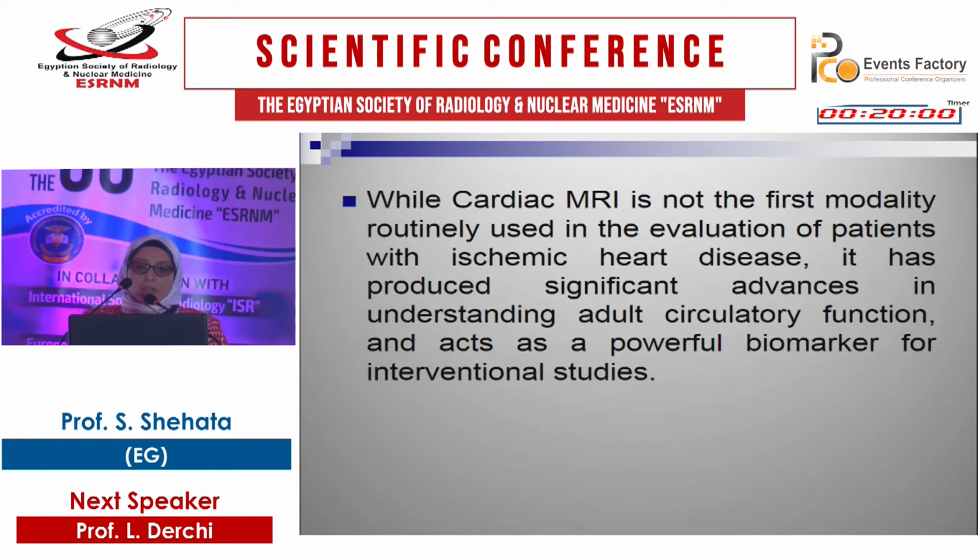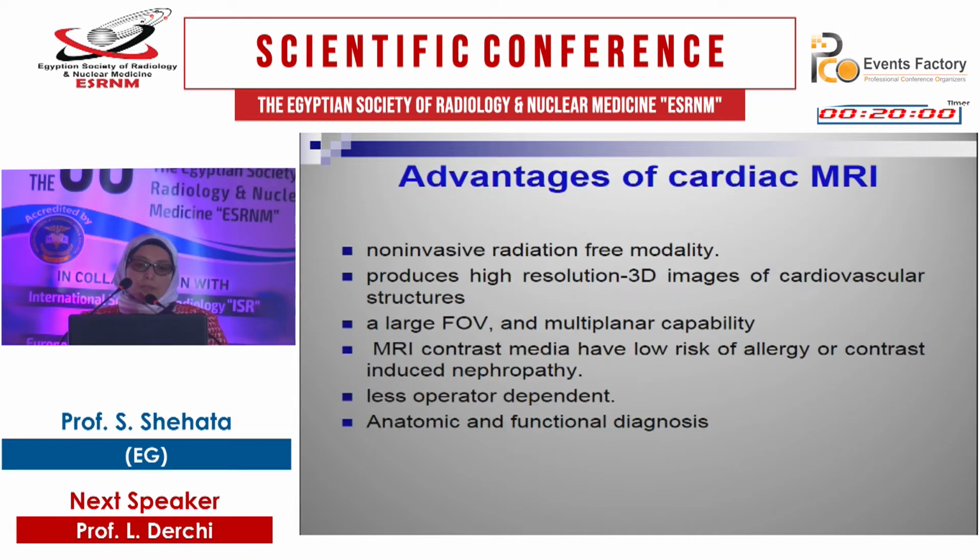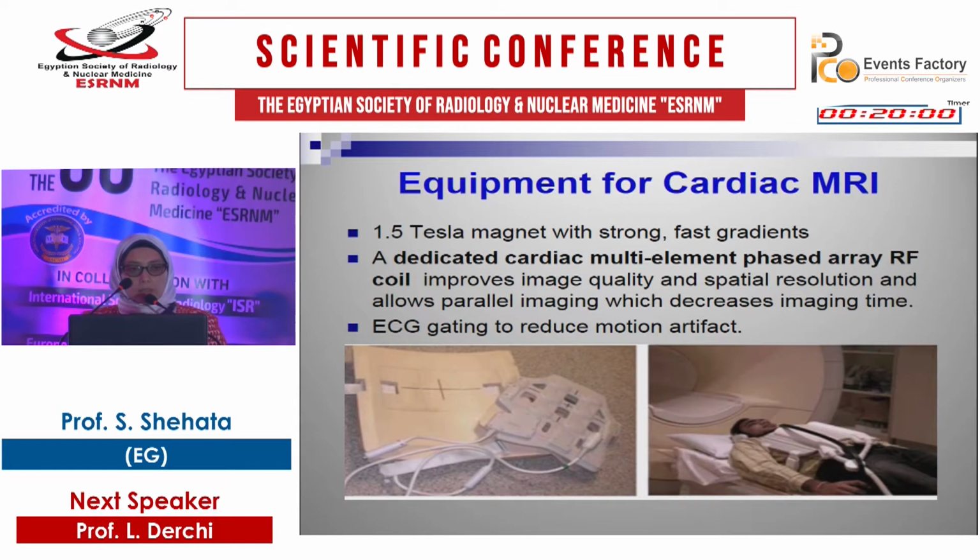While cardiac MRI is not the first modality routinely used in the evaluation of patients with ischemic heart disease, it has produced significant advances in understanding circulatory function and acts as a powerful biomarker for intervention studies. Advantages of cardiac MRI include multi-planar capability, and MRI contrast may have low risk for allergy or contrast-induced nephropathy. It's a non-invasive, radiation-free modality that produces high-resolution 3D images, is less operator-dependent, and offers anatomic and functional diagnosis.